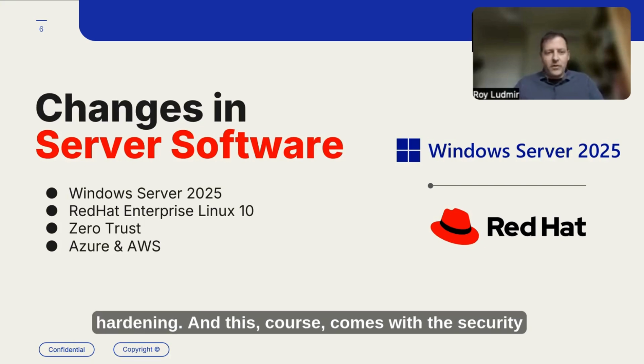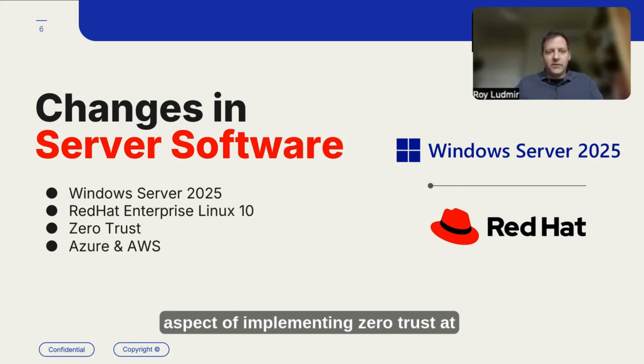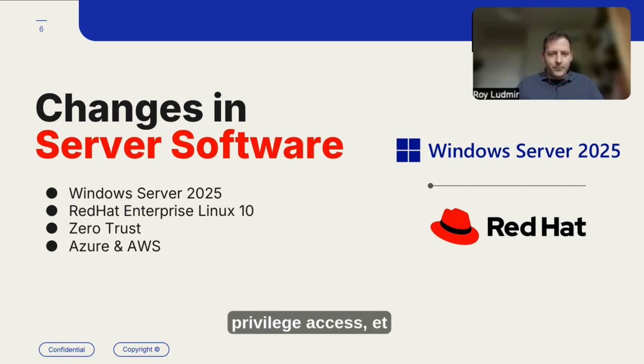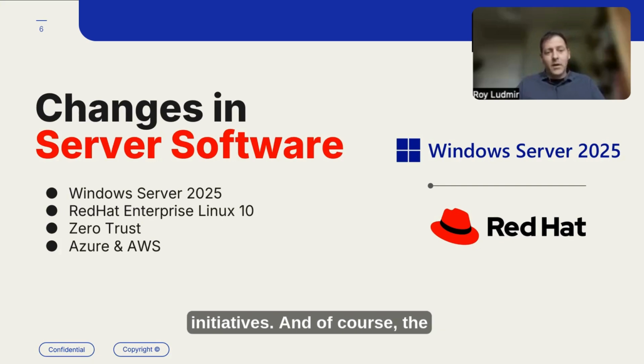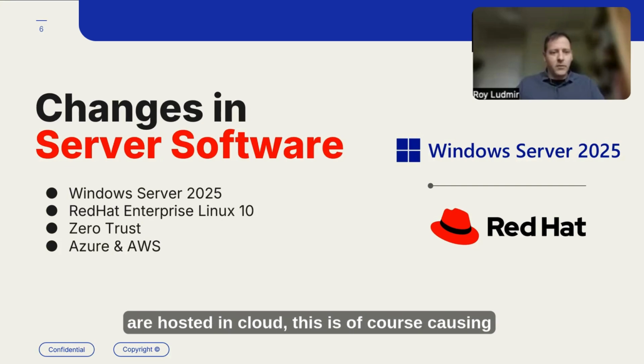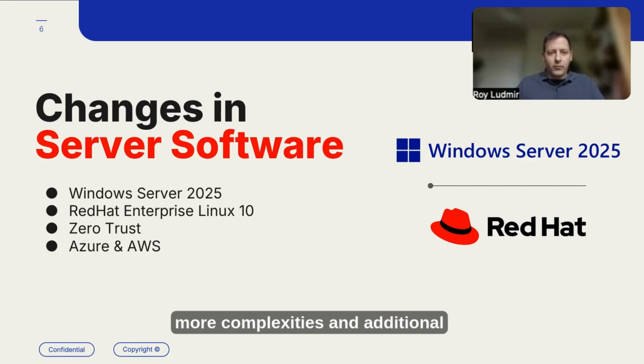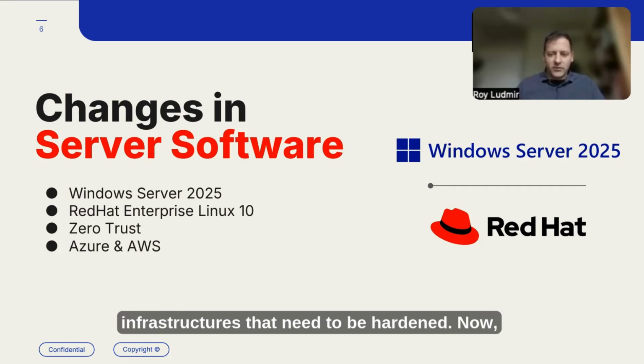And this, of course, comes with the security aspect of implementing zero trust at the enterprise. So zero trust without doing the initial phases of, of course, patching, hardening, privileged access, etc. You cannot really implement zero trust without performing proper hardening, and therefore a lot of it is also being pushed by zero trust projects and initiatives. And of course, the movement to the cloud, if it's IaaS, if it's adoption of any applications that are hosted in the cloud, this is of course causing more complexities and additional infrastructures that need to be hardened.